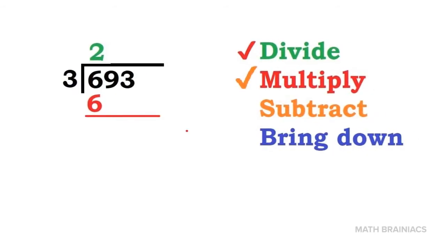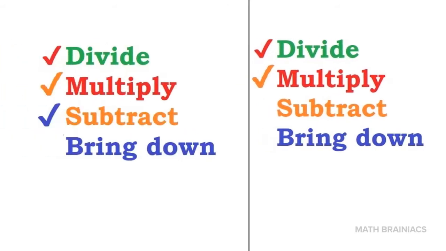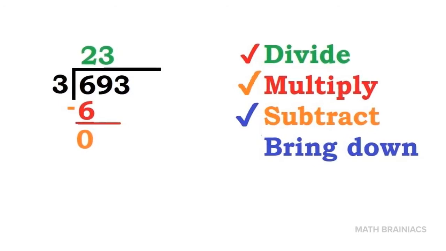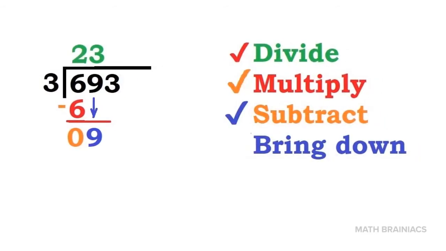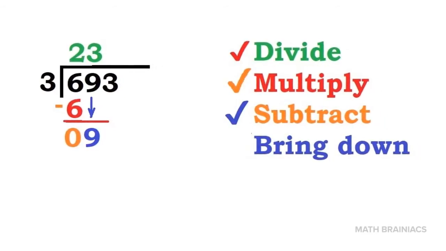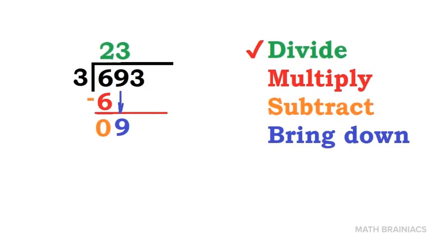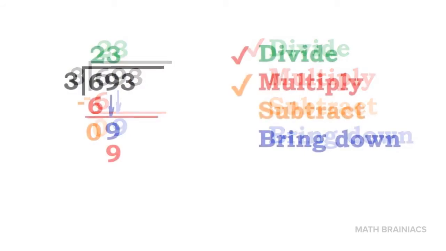Next, we are going to multiply the quotient with the divisor. 2 times 3 is 6. Afterwards, we're going to subtract 6 from 6 and it will give us 0. Subsequently, we have to bring down the 9. Then, we are going to divide again. How many 3 are there in 9? There are 3 3s in 9.